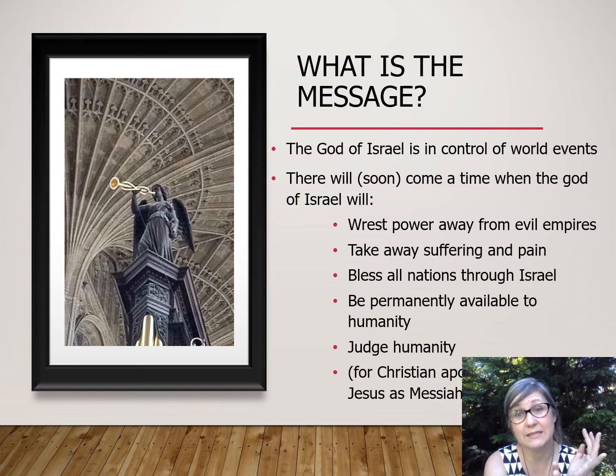One, the God of Israel is in control of world events. Two, very soon a time will come when that God will take power away from evil empires, take away suffering and pain, bless the entire world, all the nations, through Israel, become permanently available to humanity. No more ups and downs of evil ages and just ages. It would be like an endless just age, which would come after a time of terrible judgment with violent repercussions. Everyone falls into two groups, and those who fall into the wrong group face a violent, eternal end. And for Christian apocalypses, this judge is Jesus.